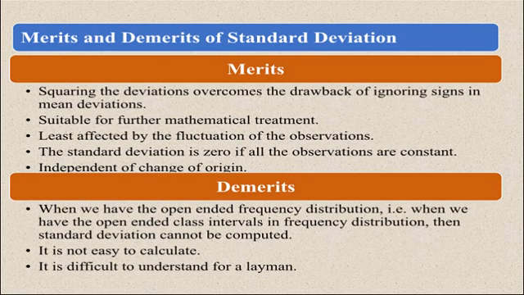The merits of standard deviation are: squaring the deviations overcomes the drawback of ignoring signs in mean deviations. Standard deviation is suitable for further mathematical treatment. Standard deviation is least affected by the fluctuation of the observations. The standard deviation is 0 if all the observations are constant. It is independent of change of origin.